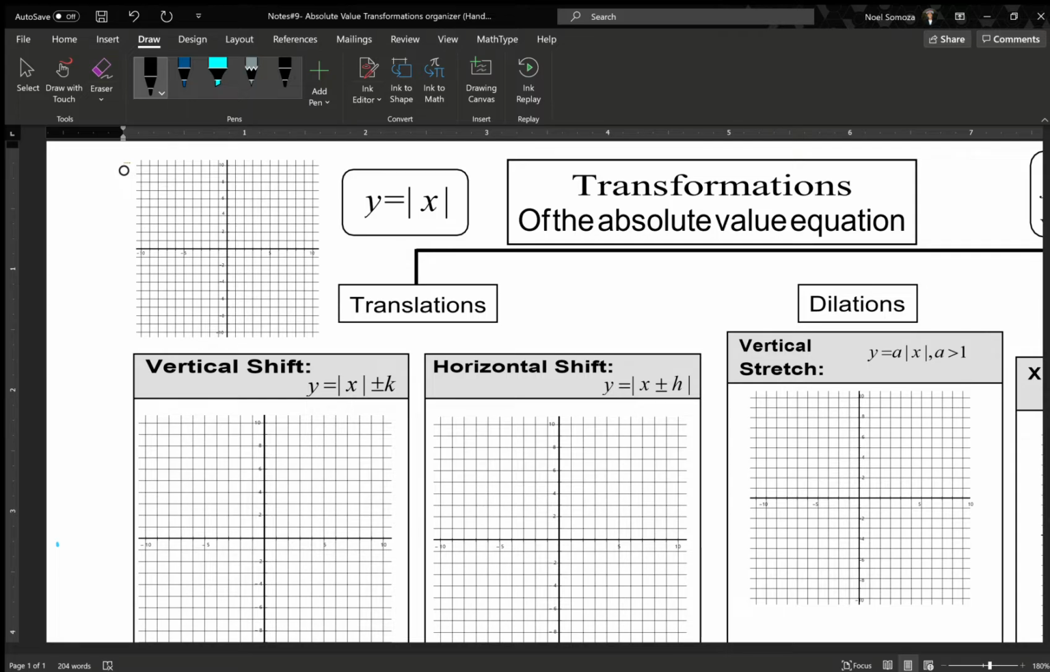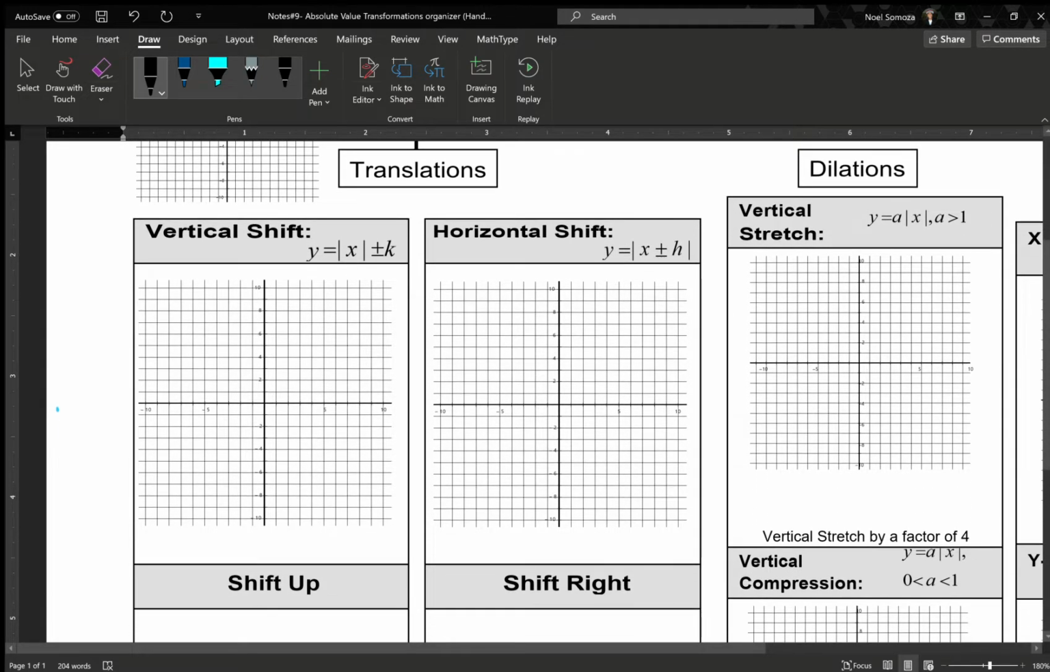All right, so let's start with the vertical shift. Okay, vertical shift, if you notice, is just one of the two different types of shifts that you are likely to see. Vertical shift occurs when some value, some constant, some number is added or subtracted to the end of the inequality. I'm sorry, not the inequality, the absolute value.